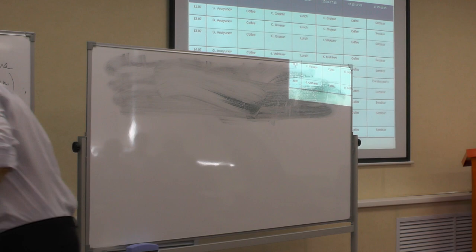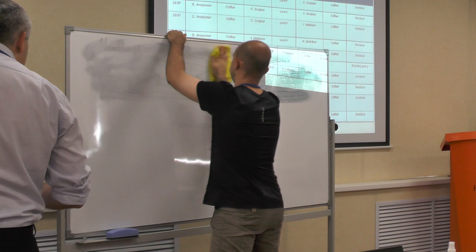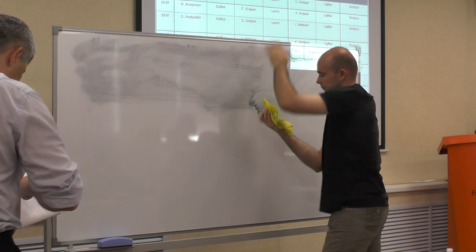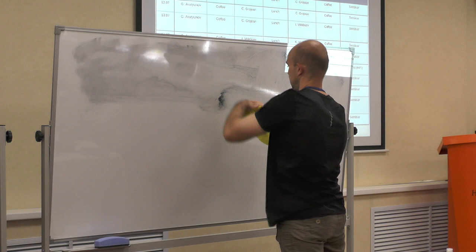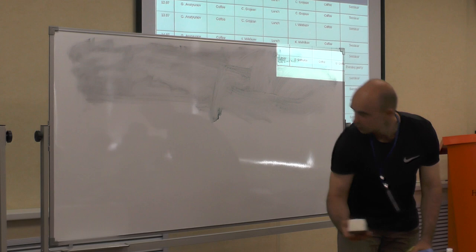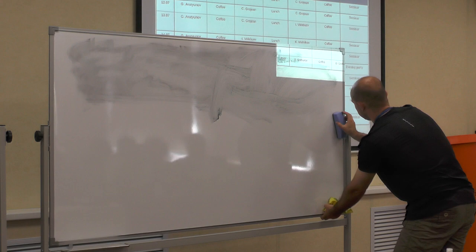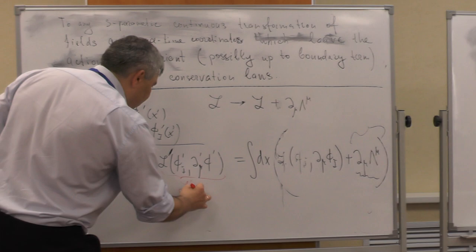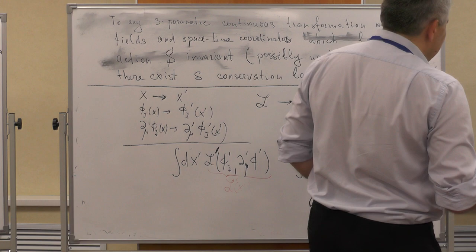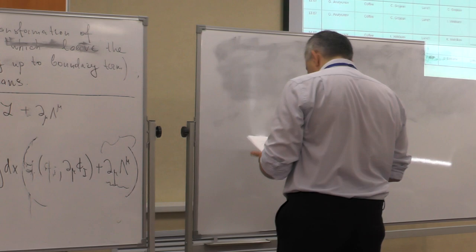I think I should use probably another one. So now let's look at this expression here, the left-hand side. We have L prime, the Lagrangian density computed on the prime fields, but altogether, this expression is nothing else than L prime on x prime, because our prime fields are functions of x prime. I will use the red one. Let me try. So, L prime.